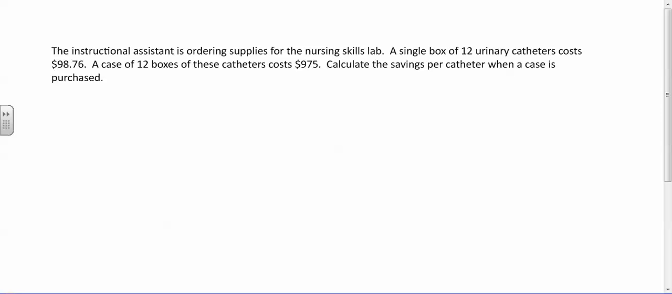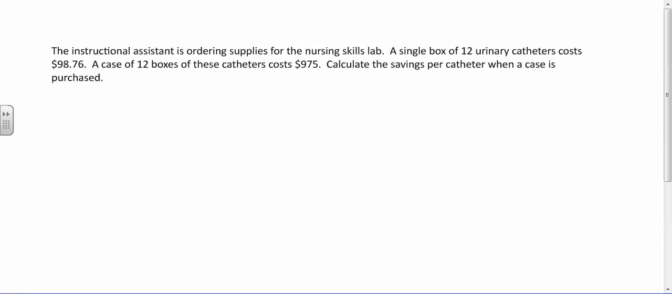One way is by the box. And by the box, 12 catheters come in a box for $98.76. So a box has 12 catheters. Altogether, they cost $98.76. But you also could buy the catheters by a case. And inside the case, there are actually 12 boxes. And that has a lot more catheters and costs $975. And the question says, calculate the savings per catheter when a case is purchased.